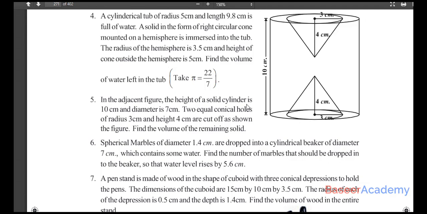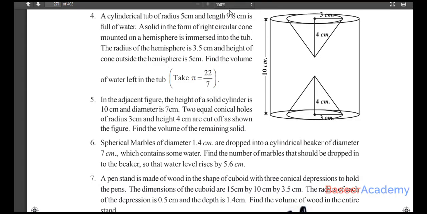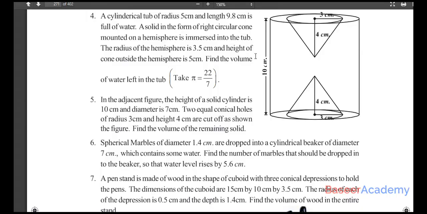full of water. So first things first, let me draw a cylindrical tub with a radius of 5 centimeter and length 9.8 centimeter. Let's say this is our cylindrical tub. Yes, that's our cylindrical tub with a radius which is equal to how much? The radius is 5 centimeter, and the length of the cylinder is 9.8. Length of the cylinder is nothing but the height of the cylinder, right? So the height of the cylinder is 9.8 centimeter.